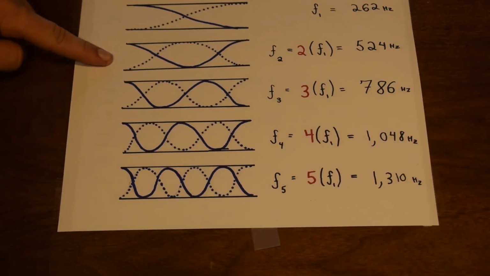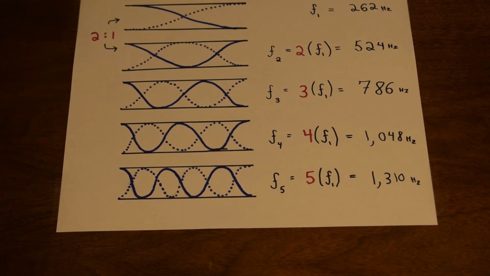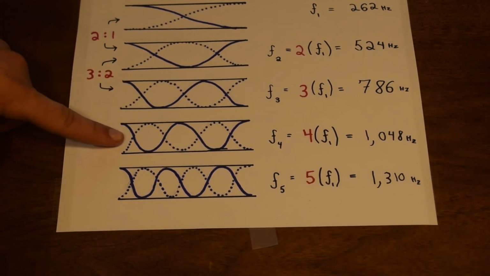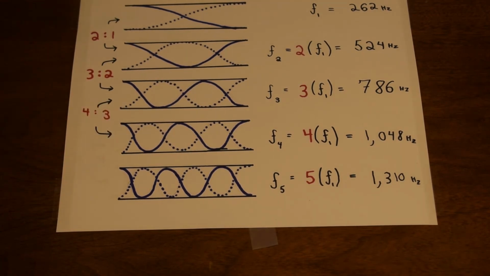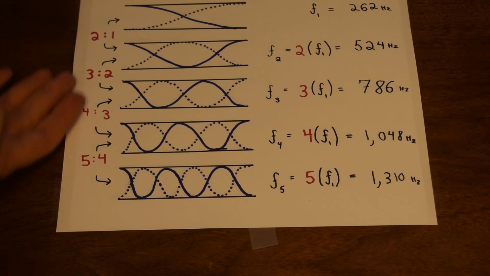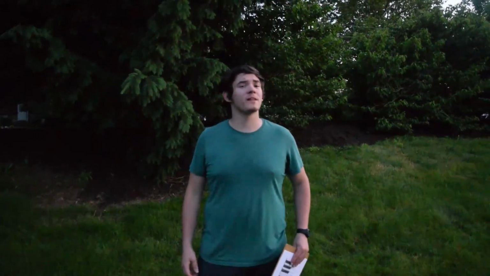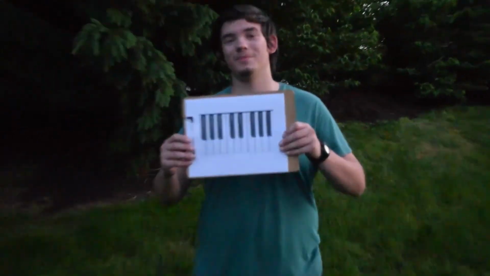Going from first to second, we double the frequency. From second to third, there's a ratio of 3:2. From third to fourth, that ratio is 4:3, and from fourth to fifth, 5:4. You may have noticed that these are nice, simple fractions. Now, let's apply this back to music using a piano.